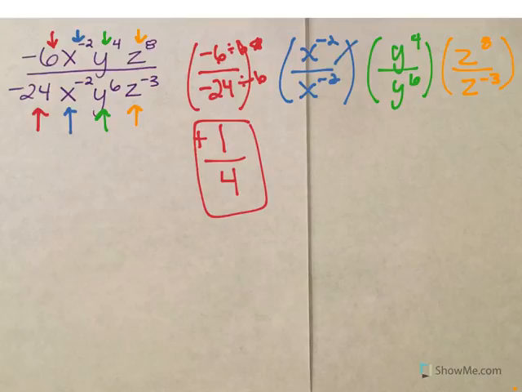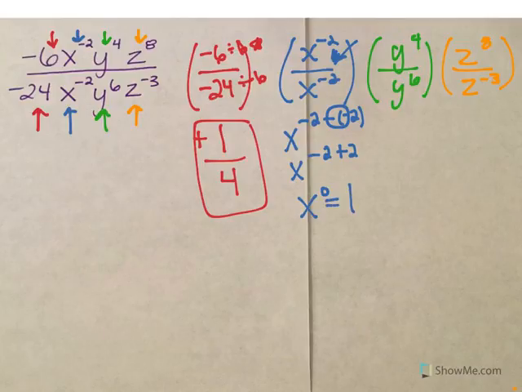Moving on, we see this fraction bar, so that means we need to use the quotient law. The quotient law says that we subtract exponents. X to the negative 2 minus negative 2. Whenever we have two negatives next to each other, we can make that a positive. So I'm going to rewrite it as x to the negative 2 plus 2. Doing this math, we get x to the power of 0. Using the zero power law, we know that x to the power of 0 always equals 1.